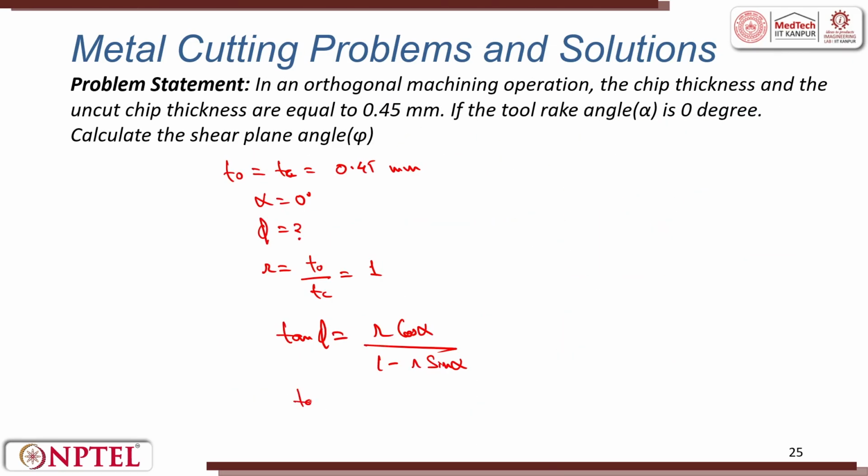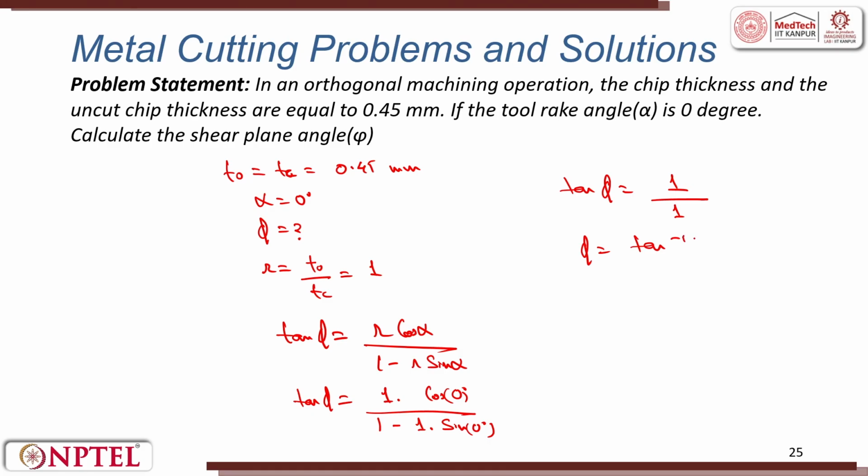So even without using a calculator, we can calculate this R into cos alpha. Value of R here is 1 cos 0 degree by 1 minus 1 into sin 0 degrees. So cos 0 is 1, tan phi is equal to 1, and 1 minus sin 0 is again 1, 1 by 1. So that means phi is equal to tan inverse of 1. Phi is 45 degrees, that is phi is equal to 45 degrees, or this is equal to pi by 4 radians.